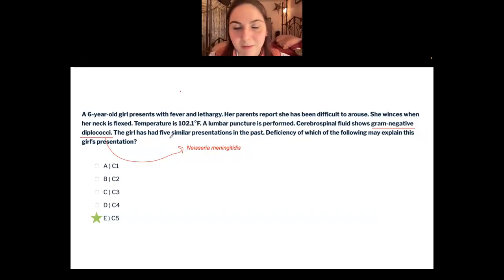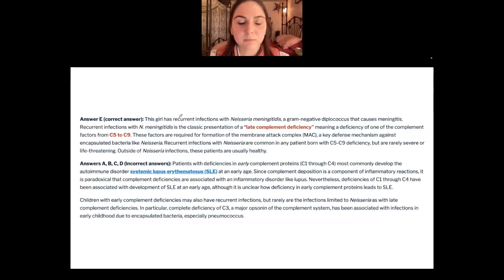One of my friends who took STEP last week said they asked this exact question. I'm like, oh, perfect, I'll make sure to emphasize it. So that's your late complement deficiency. They could also have had C6, C7, C8, C9. Any of those would have been correct. And here's the explanation.